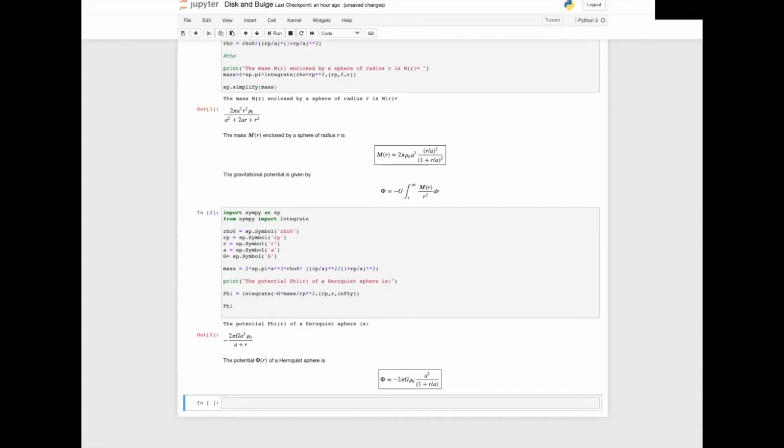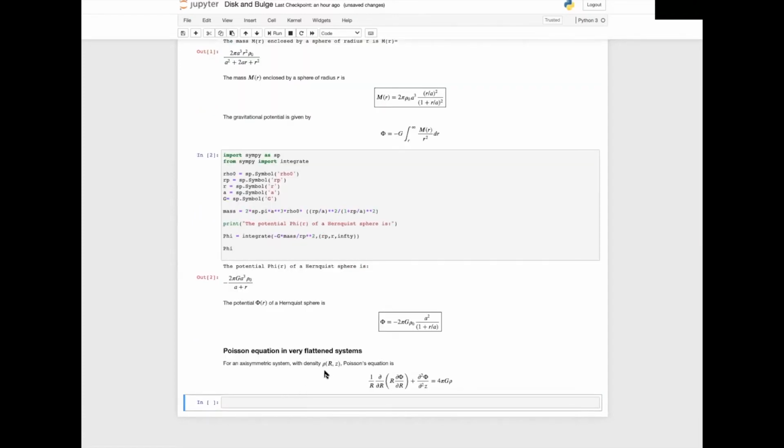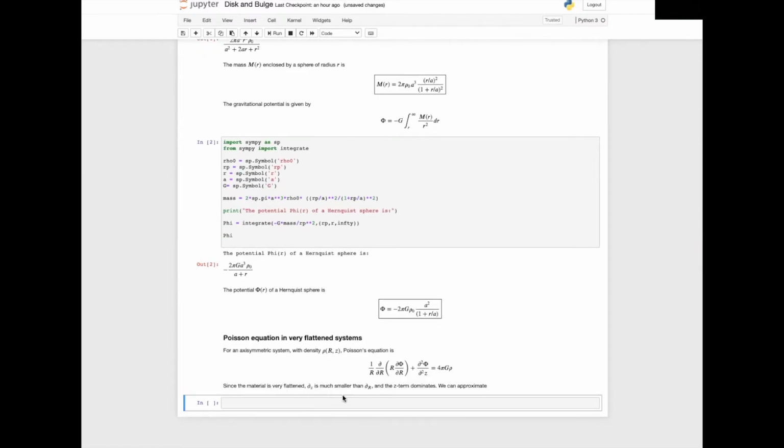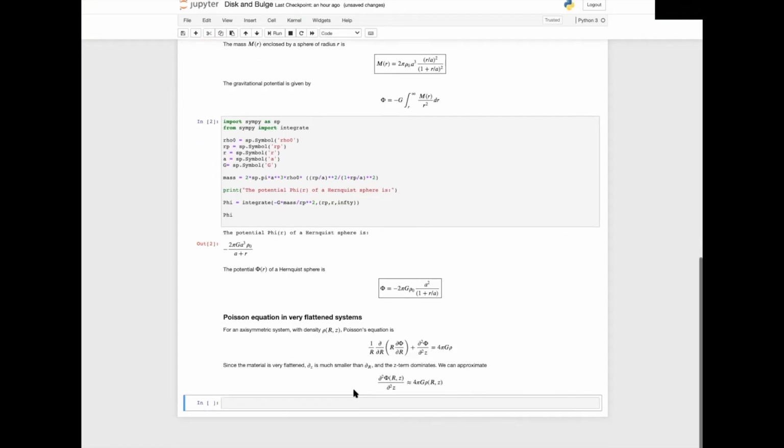Now, the last component would be the potential of the disk. For an axisymmetric system with the density depending on radius and the vertical coordinate, the Poisson equation can be written in this form, only as a function of radius and z. And because the material is very flattened, the variation in z is much smaller than the variation in r. That means that this term dominates, and then we can exclude the radial term. We approximate the potential then only by the z term in the Poisson equation.